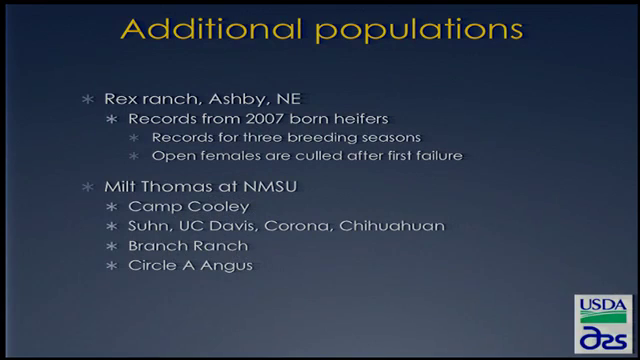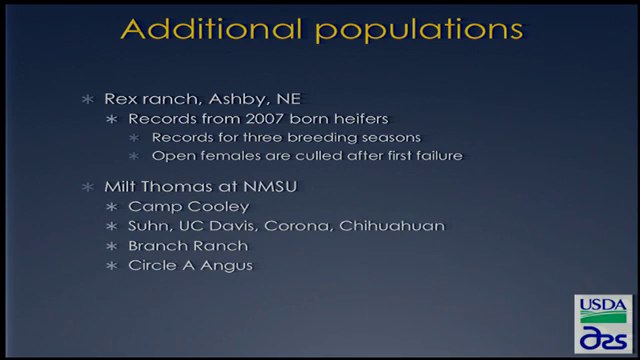The other 2 additional populations that I didn't present at BIF, but I'll show here, is we looked at the Rex Ranch out in Ashby, Nebraska, where we had records from 2007 born heifers, and we have 3 breeding seasons for these heifers. So we have a population of open animals, and then we have a population of animals that were pregnant all 3 times.